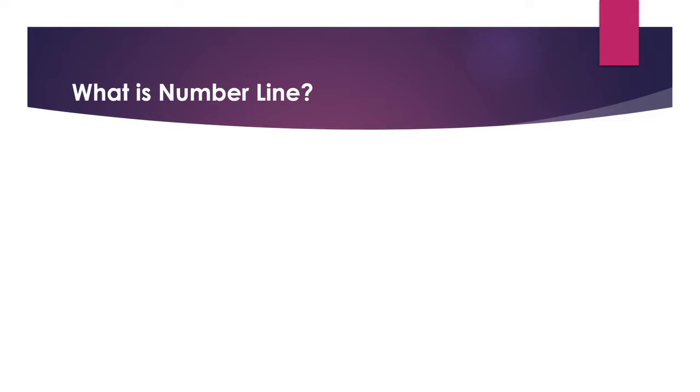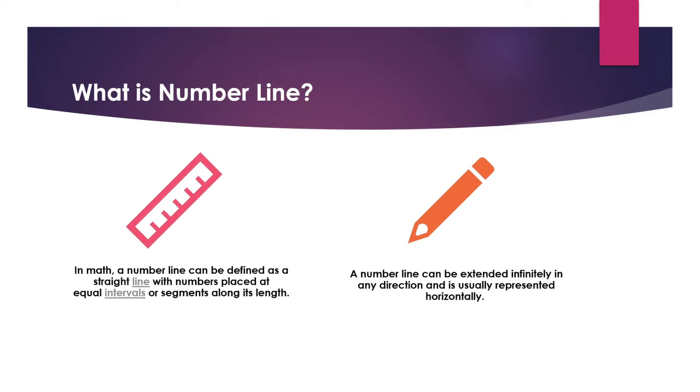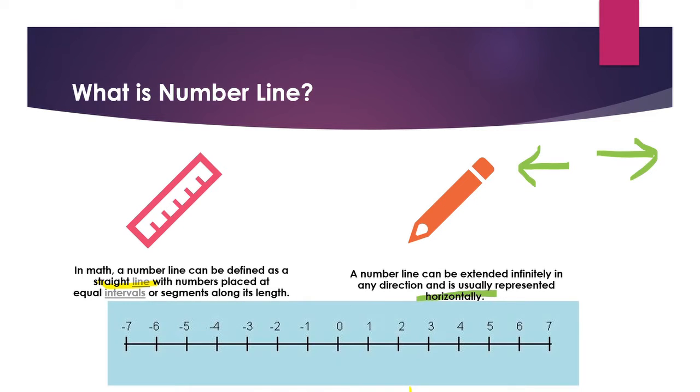What is number line? In math, a number line can be defined as a straight line with numbers placed at equal intervals or segments along its length. A number line can be extended infinitely in any direction, depending on the question, either to the left or to the right, and is usually represented horizontally. So it roughly looks like a ruler, and the numbers on the left, if you notice, will always be smaller than the numbers on your right.